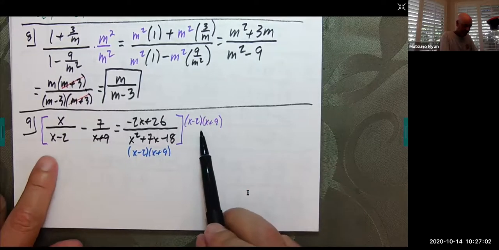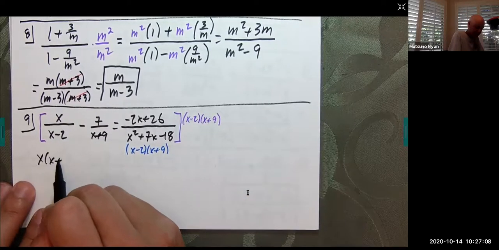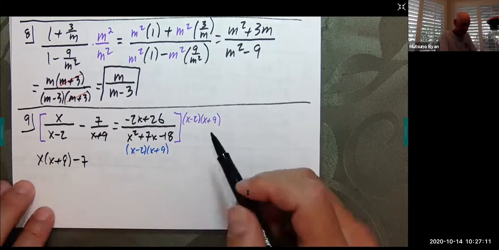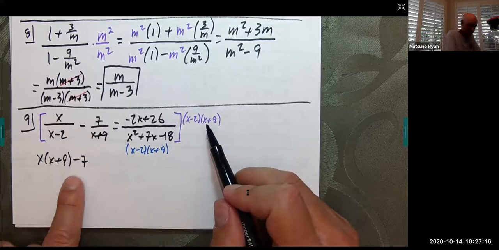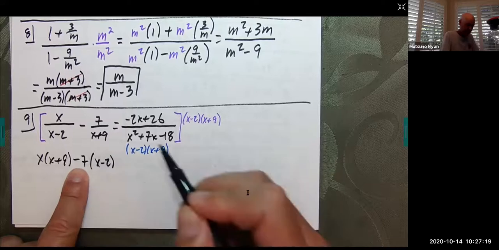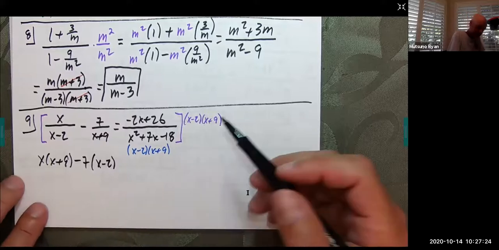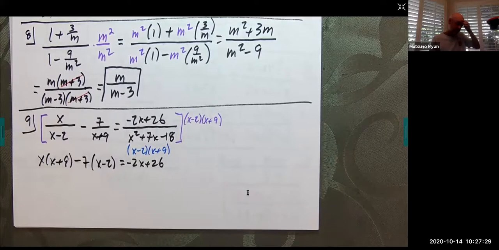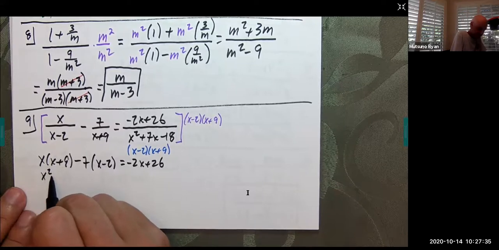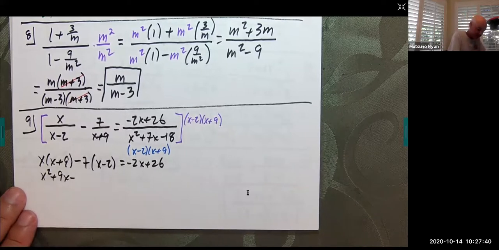And when I multiply that here, the x minus 2's disappear, and I'm left with x times x plus 9. Here, the x plus 9's reduce, and I'm left with negative 7 times x minus 2. And here, the denominators completely cancel. They're gone. So here I'm going to distribute and combine. And be careful, I'm distributing a negative 7 there. That means I'm going to have to change both signs.